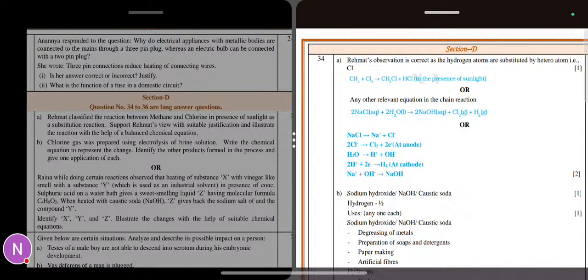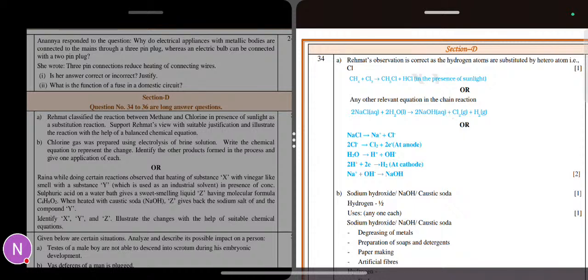Our question they have asked: Raina, while doing certain reactions, observed that heating of substance X with a vinegar-like smell with a substance Y in the presence of concentrated sulfuric acid on a water bath gives a sweet smelling liquid Z having molecular formula C4H8O2. When heated with caustic soda NaOH, Z gives back the sodium salt of X and the compound Y. Identify X, Y, and Z.